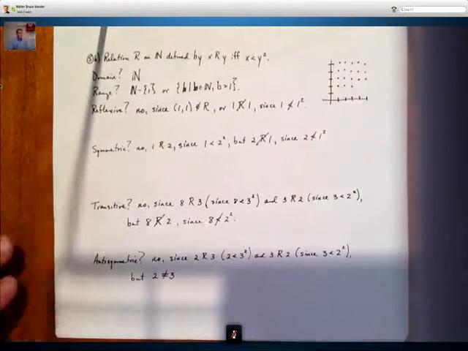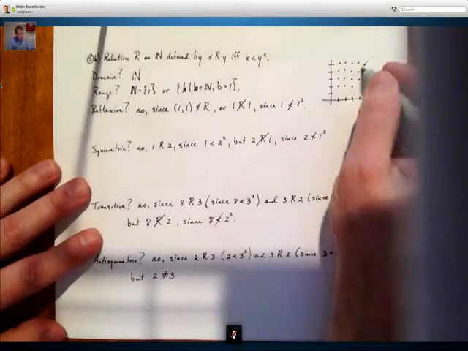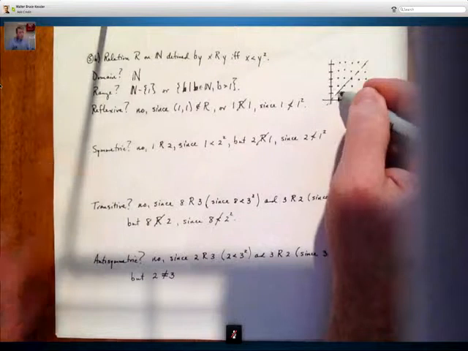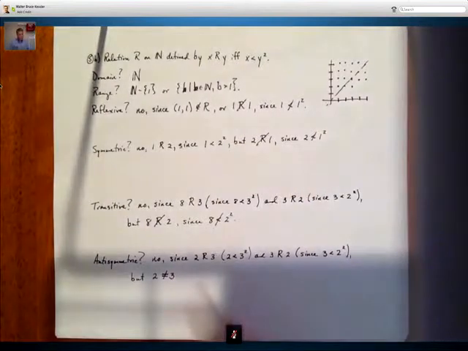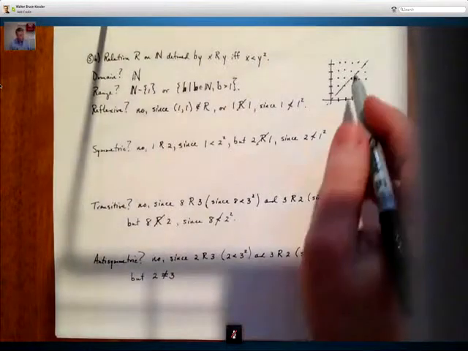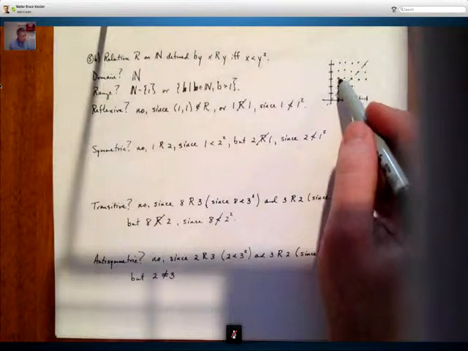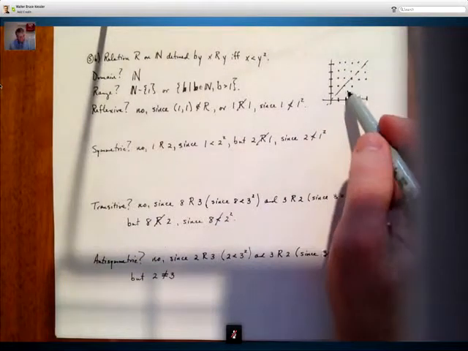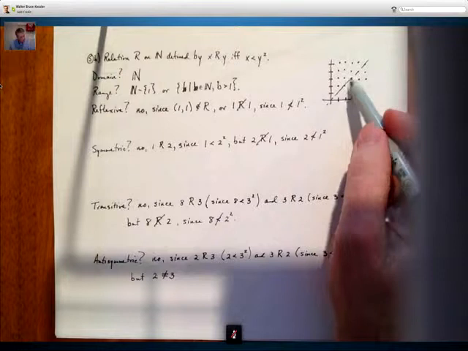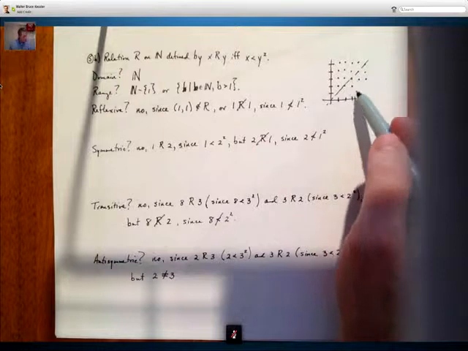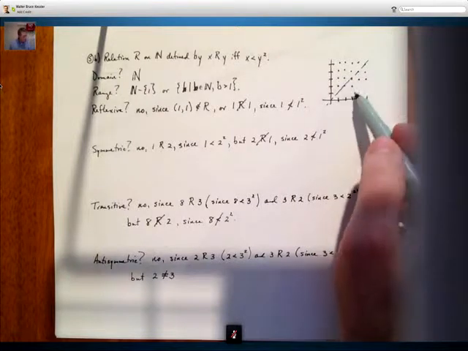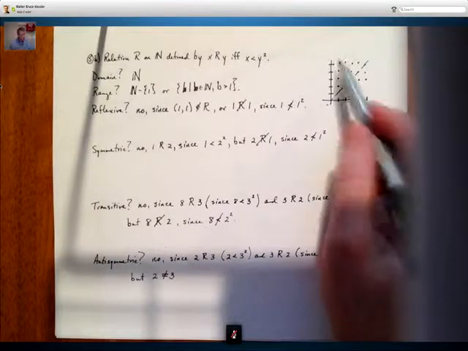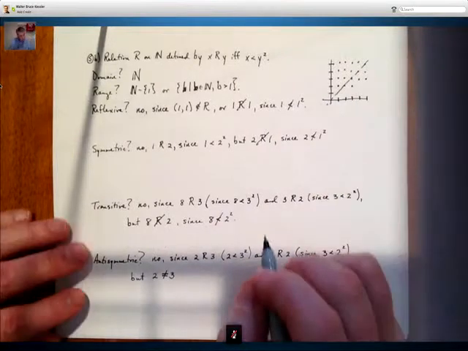So you see you're getting kind of a collection of points up here. But in particular, when you're thinking about that diagonal, we're missing 1, 1. So it's not reflexive. It's not symmetric because I have this point here. 1, 2, but not 2, 1. There's also 1, 3, and not 3, 1, and so on. So there's several examples there.